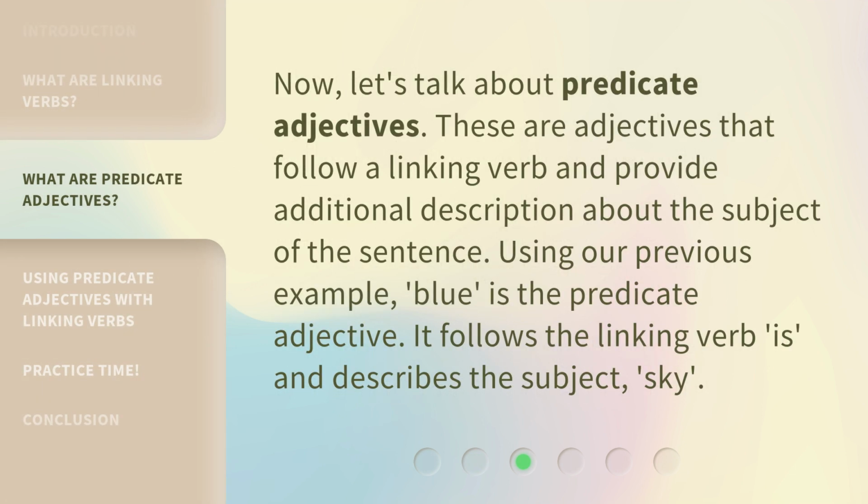Now, let's talk about predicate adjectives. These are adjectives that follow a linking verb and provide additional description about the subject of the sentence. Using our previous example, "blue" is the predicate adjective. It follows the linking verb, "is," and describes the subject, "sky."